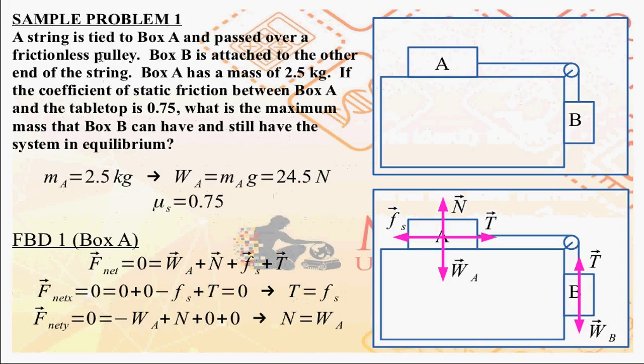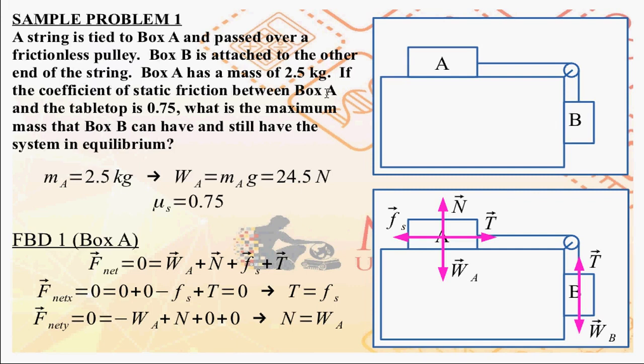A string is tied to object A, to box A, and is passed over a frictionless pulley. Box B is attached to the other end of the string, and as shown, the second object, box B, is suspended from the pulley as such. Box A has a mass of 2.5 kilograms. The static friction between box A and the tabletop is 0.75. What is the maximum mass that box B can have and still have the system in equilibrium state?